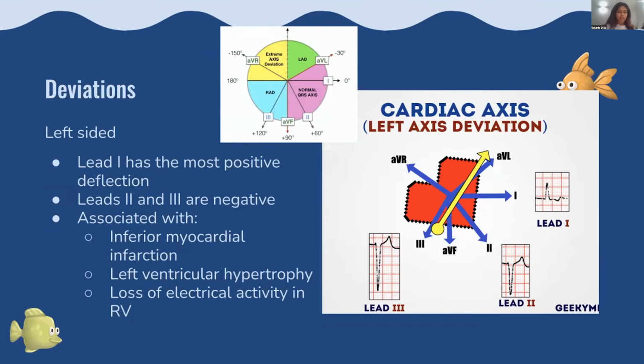So starting with left-sided deviation. When you're having left-sided deviation, lead 1 is going to have more of a positive deflection, and leads 2 and 3 are going to be negative. That's something that is going to stand out to you, and you're going to be like, oh, okay, something is a little off here. Based on that, we're going to have a look at this diagram here. So this is how we see that it's left axis deviation specifically. We're talking about lead 1 being positive, which means it's going in the direction that it's meant to. So the arrow goes that way. Then we're looking at lead 2, and that's actually going negative. So it's going to go in the opposite direction of that arrow there, if that makes sense.